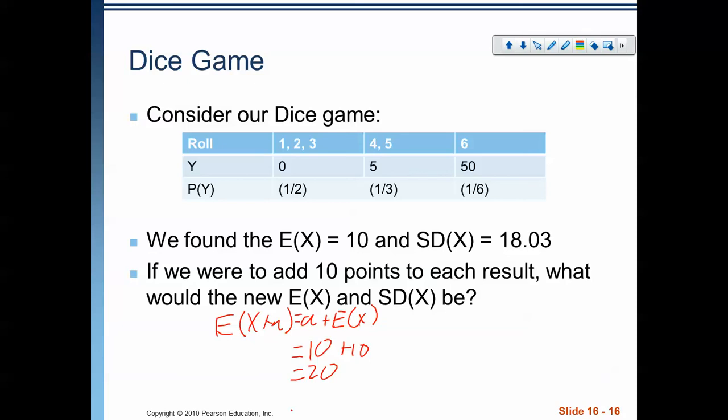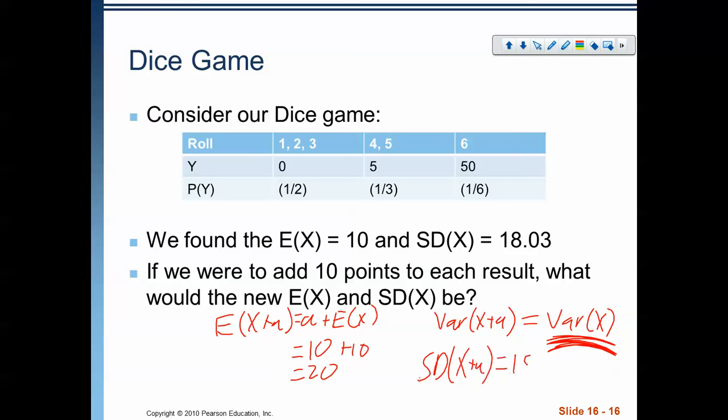What about my standard deviation? Well, the variance of X plus a is simply equal to the variance of X. Now notice that this rule talks about the variance, not the standard deviation. If I'm going to do any calculations, I need to first take the standard deviation and turn it into the variance. It's not going to make a difference this time because if we're adding, the variance doesn't change. So what's the standard deviation? The standard deviation of X plus a is not changing. It's still 18.03.